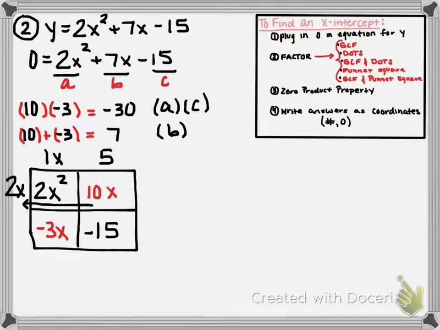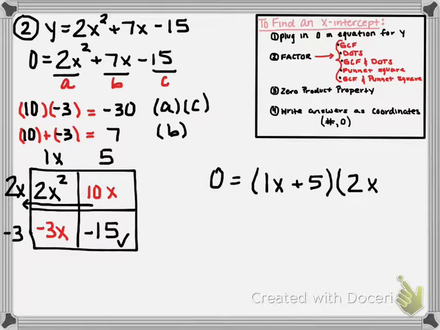And then I'm going to look at that bottom left box. 1x times a negative 3 gets me a negative 3x. And that last box is just a check box to make sure that it works. Negative 3 times 5 does get you a negative 15. So once I have those 2 answers, I'm going to write them out separately. But remember, in my equation, we still had 0 equals. My first answer, I just read right across the top, so that's 1x plus 5. And my second answer, I read down the side, and that's 2x minus 3.